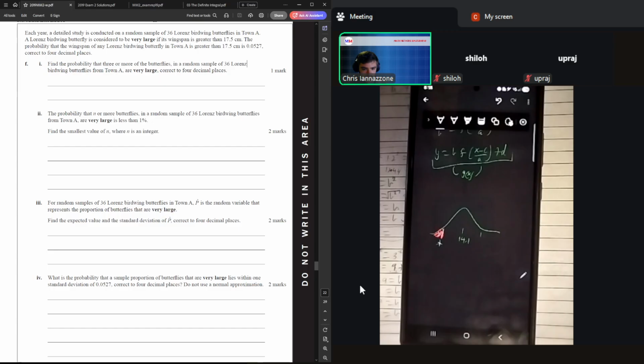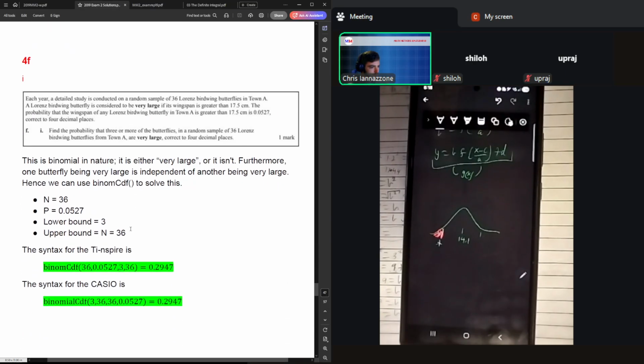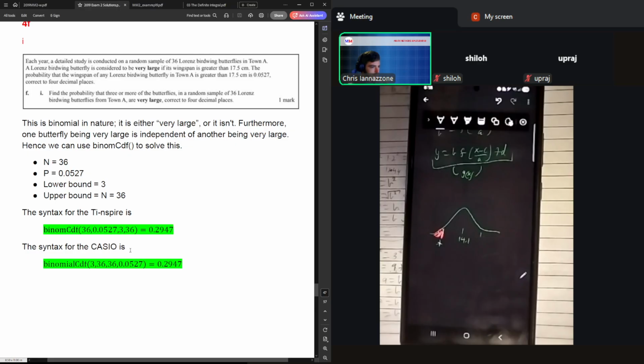Binomial CDF, yes. 0.2947, yes, absolutely. So binomial because you're either large or not, and it's discrete, right? You've got 36 of them, you want 3 or more. 3 or more means you want to go from 3 to 36. So that. Yeah, using your p-value for the binomial p, because that's the probability of a quote success, being large. Nice, well done.